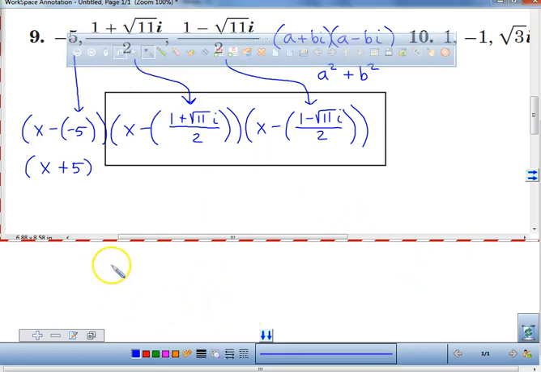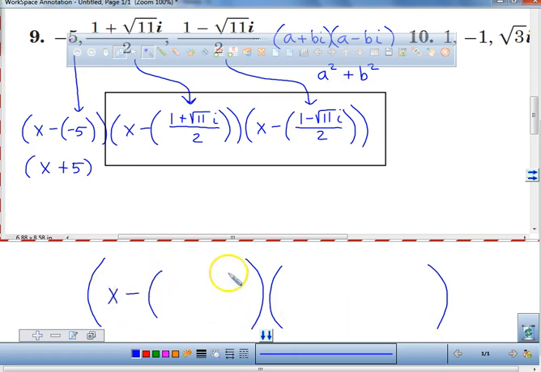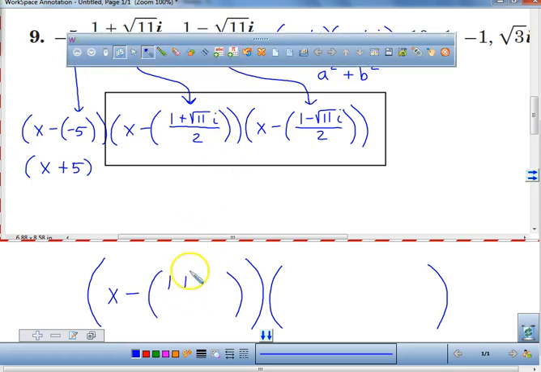So right now I'm going to go down here. I'm going to make it nice and big. We're going to do the FOIL method. We're going to say x minus. We're just going to take our time and work it out.